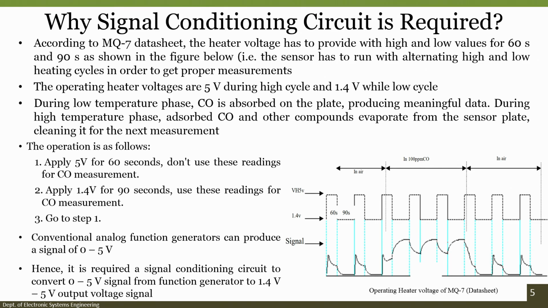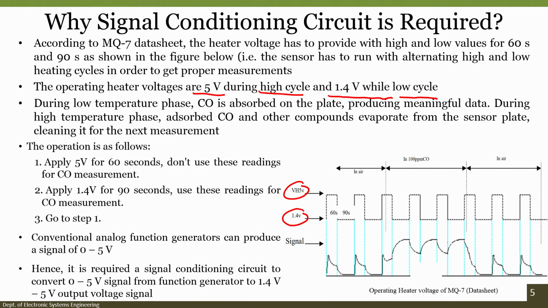The data sheet tells us the voltage has to be provided between two levels, 1.4 volts and 5 volts. Ideally, you just give a supply of 5 volts to any device you buy in the market, the rated supply. But the way this sensor operates is between two levels of voltage. The operating heater voltage is 5 volts, the upper voltage during the high cycle, and 1.4 volts during the lower cycle.